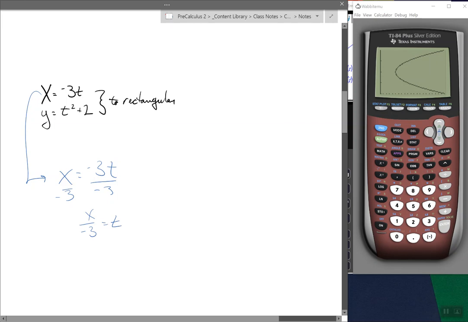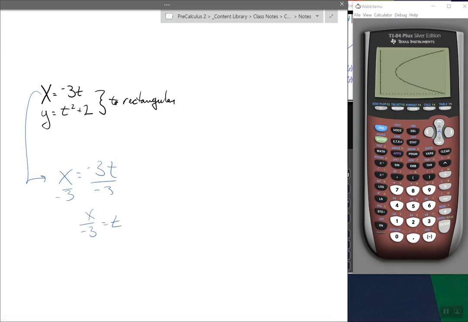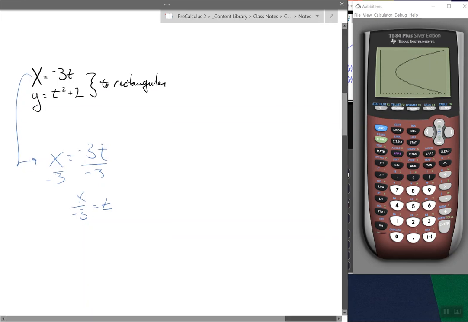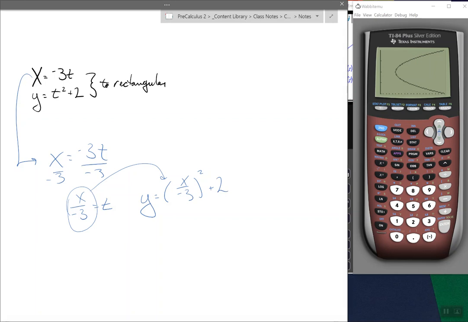So the first step is to resolve the x equation for t, and then plug that into the y equation. We had y equals t squared plus 2. Instead of that t, we're going to plug in this quantity. So y equals x over negative 3, squared, plus 2. And you can leave it just like that. That's perfectly acceptable in terms of an answer.